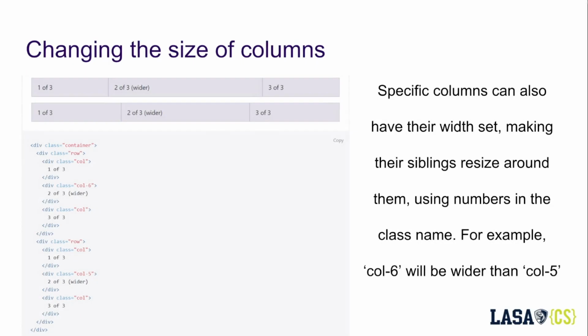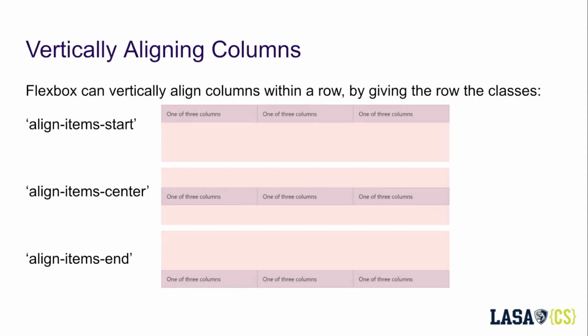You can also change the size of columns specifically by setting the width of each column using a class of column dash a number. For example, column dash 6 will be wider than column dash 5. You can vertically align columns using Flexbox within a row by giving the row the classes align items start, align items center, and align items end.